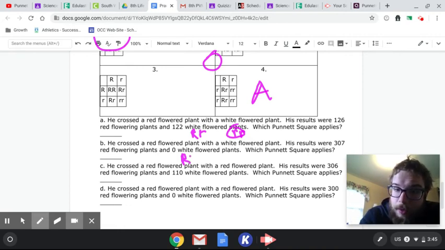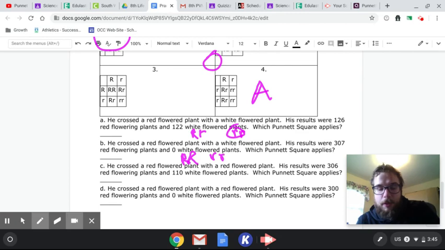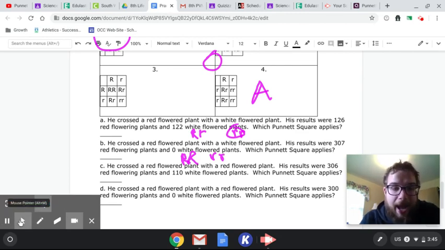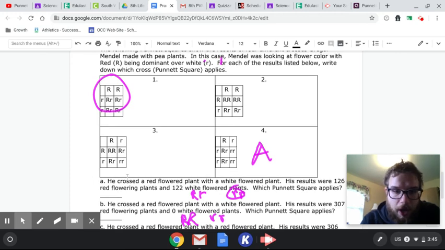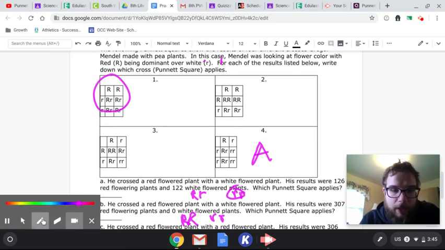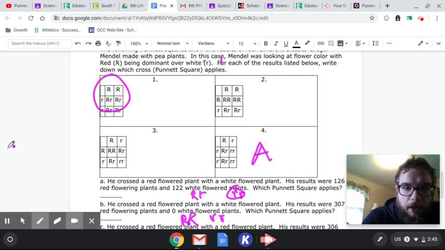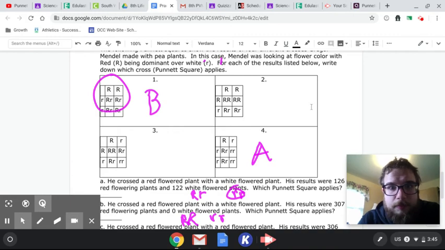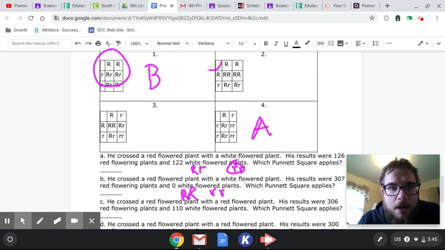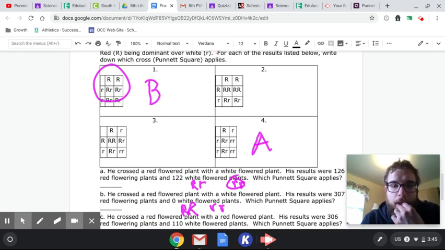We know that parent has to be big R and big R. So the white is obviously going to be small r. The red has to be big R, okay? So for letter B, we got to find big R, small r, and here we are. See what I did there? Some play on letters, I guess. So B is going to be number 1.